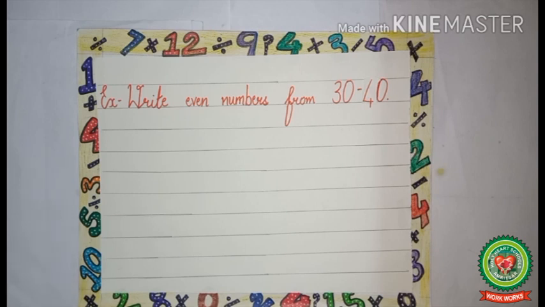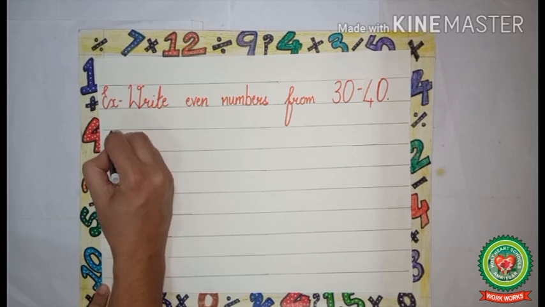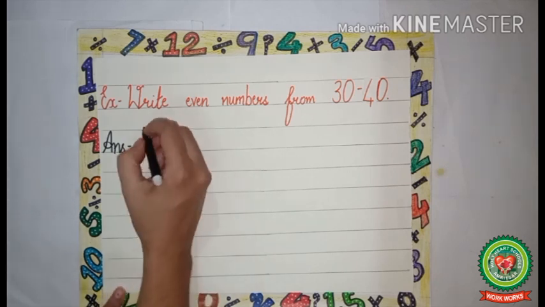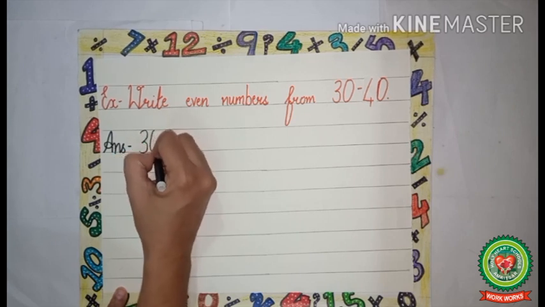The exercise is: write even numbers from 30 to 40. Now here we will write the even numbers from 30 to 40. So after leaving one line, first we will write ANS, answer. Now we will start counting from 30. At ones place the number is 0 and 0 comes in the table of 2. So 30 is an even number. So we will write 30 here.